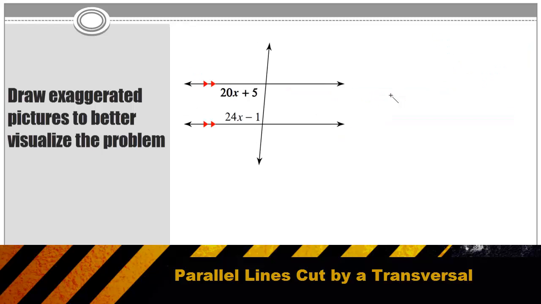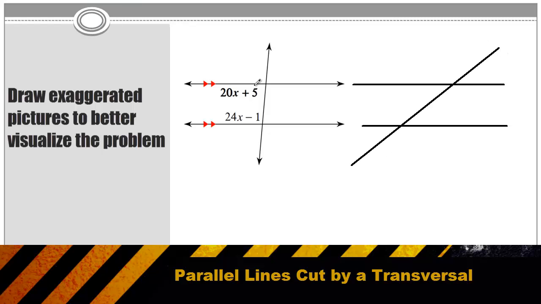Here's a problem that uses that exact same principle, but now we're dealing with the variable unknown x. So the first thing I'm going to do is redraw my picture, making my angles a little bit more exaggerated so I can tell which angles are skinny and which angles are fat. Once I redraw my angles, I can see that my 20x plus 5 angle, that's actually a skinny angle. And my 24x minus 1 angle, that's actually a fat angle.